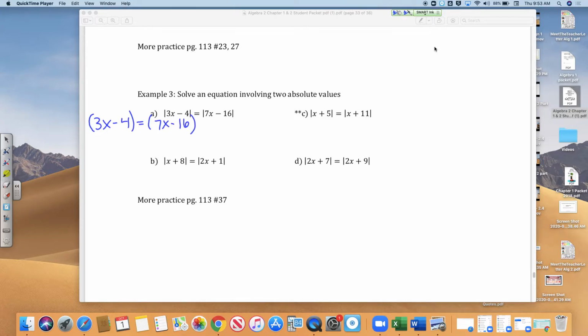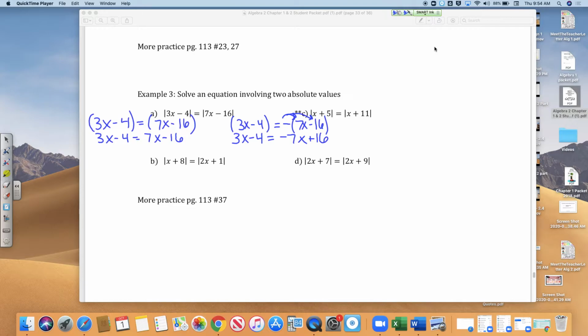The reason I'm including these parentheses is because the second equation that we create is going to be 3x minus 4 equals negative (7x minus 16). I need the parentheses for just that second equation because the second one has to be negative, though you don't really need them. For the first one we're just solving 3x minus 4 equals 7x minus 16, but for the second one you have to distribute the negative to everything, so it becomes negative 7x plus 16.